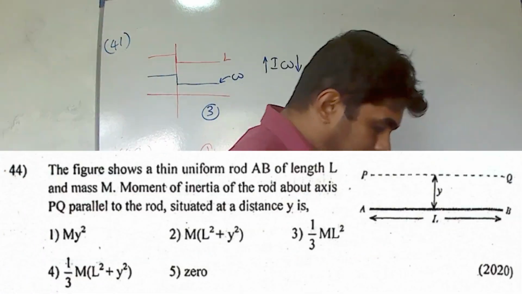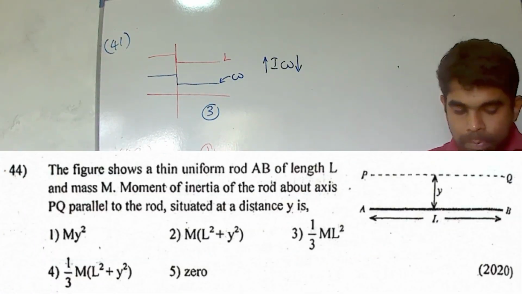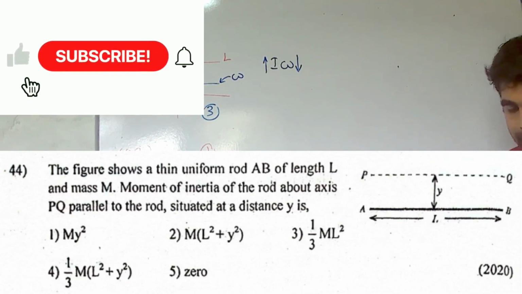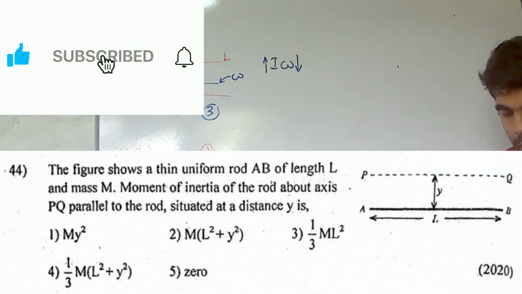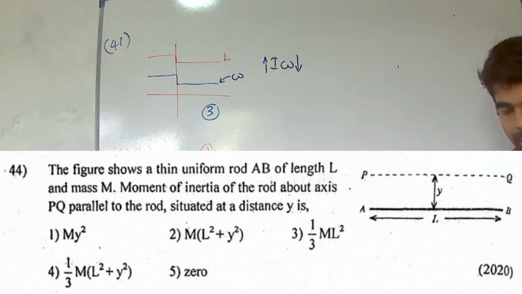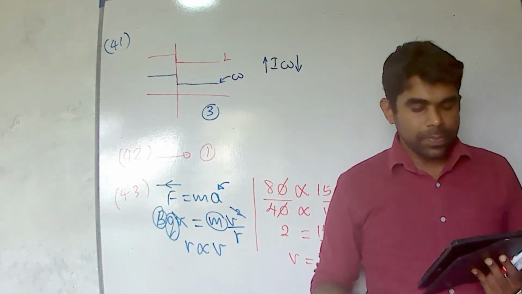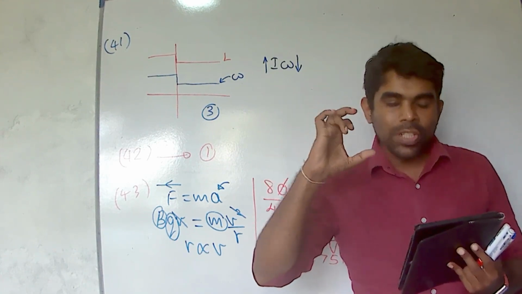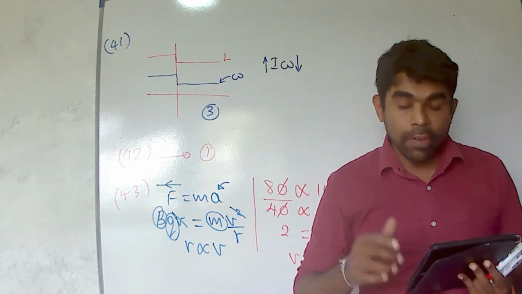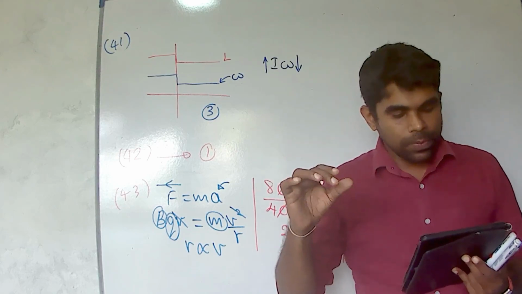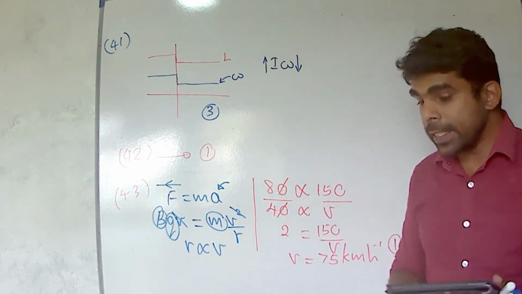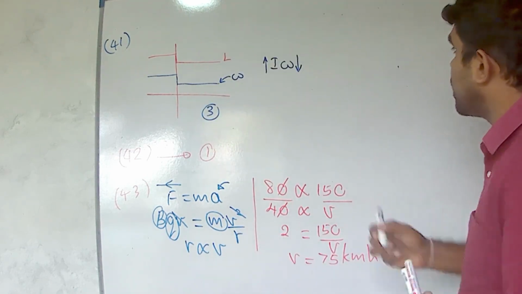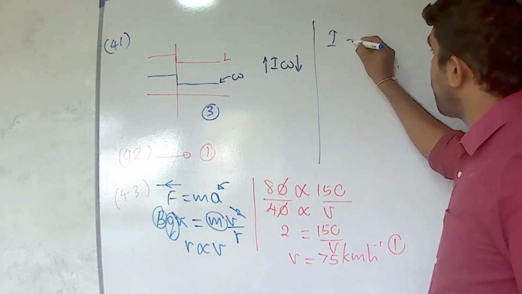Then 44. The figure shows a thin uniform rod AB of length L and mass capital M. Moment of inertia of the rod about axis PQ parallel to the rod situated at distance Y. When considering AB rod, all particles of AB rod are at a constant distance from the given axis PQ. Therefore, we have to get moment of inertia as mr squared.